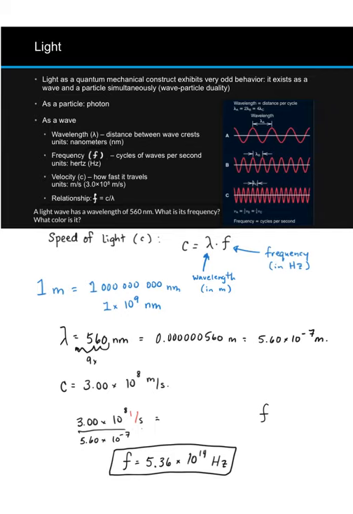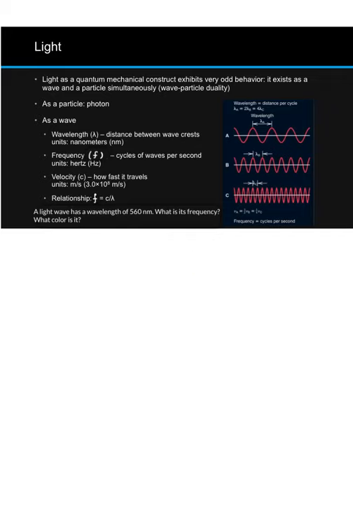Finally, if we refer back to the previous page, what we'll find is that this wavelength of 560 nanometers, or frequency of 5.36 times 10 to the 14 hertz, corresponds to a color that's green, regardless of whether we refer to wavelength or frequency. We verify that this must be green light. All right, so now let's do one more thing here.